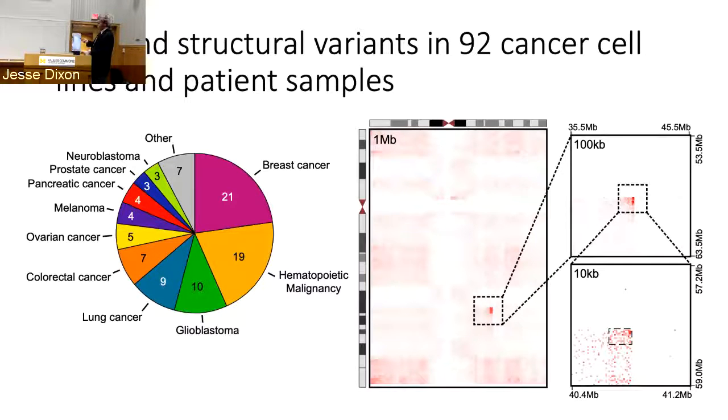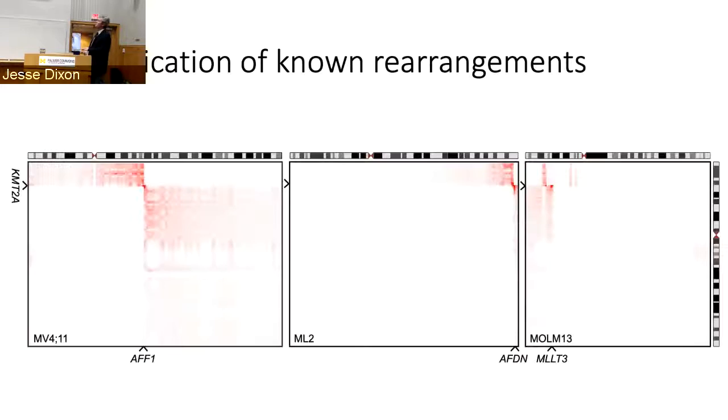And so we've basically taken this tool and applied it to these samples. We've also included a set of known rearrangements, so tumors that have disease-defining translocations. These are from mixed lineage leukemia tumors, where they all have a mixed lineage leukemia, or KMT2A, translocation to different partner regions. In this case it's AFF1, AFDN, and in this case, the MLL-T3. And so we can find these known events in all cases. So we actually think that it's pretty sensitive for finding these large-scale structural changes.